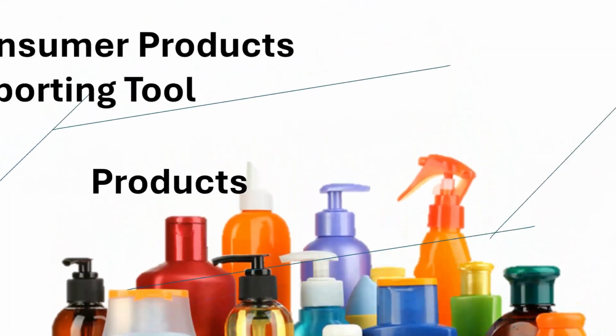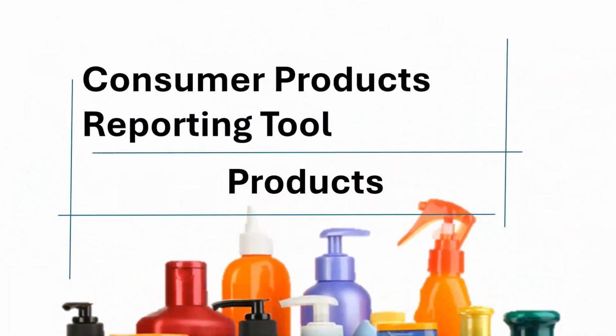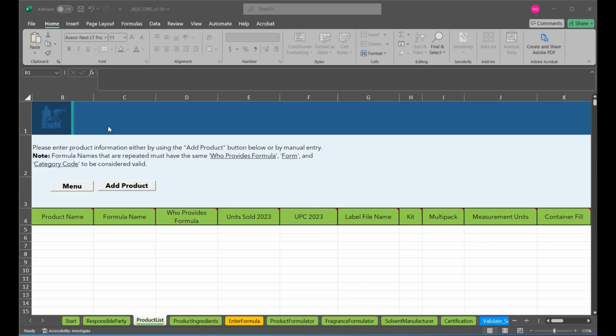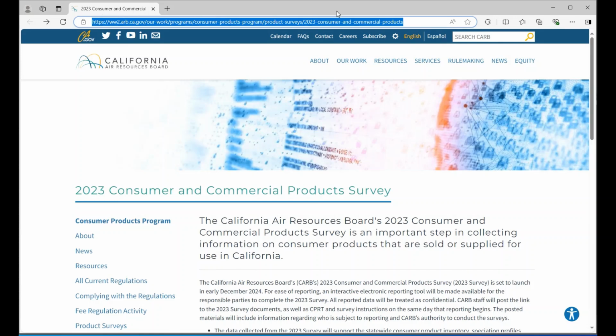Welcome to the second CPRT module, which will cover all the information CARB requires regarding products. We will start on the product list page. A detailed explanation of each column heading can be found in the written instructions, which are available for download on CARB's Consumer Products webpage, shown here.